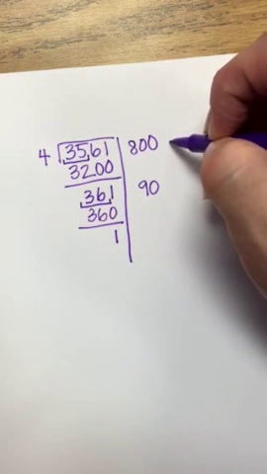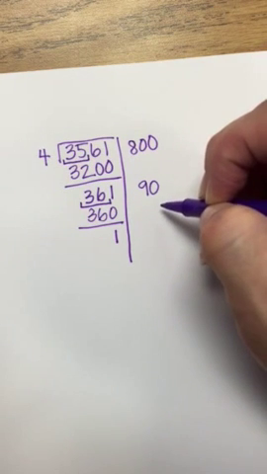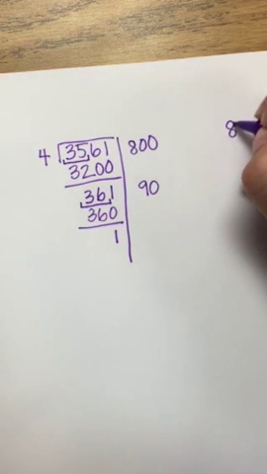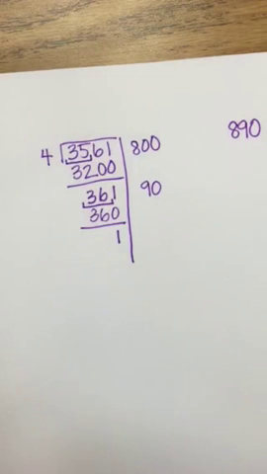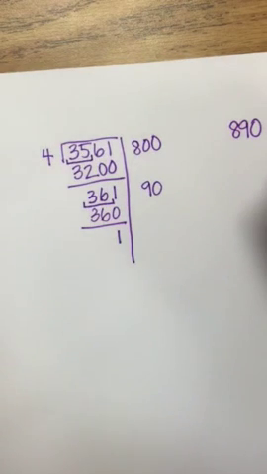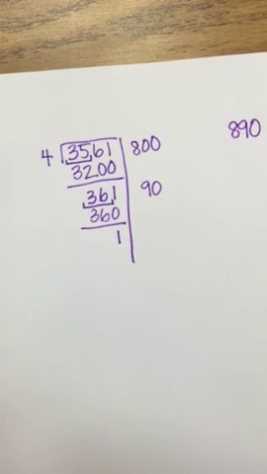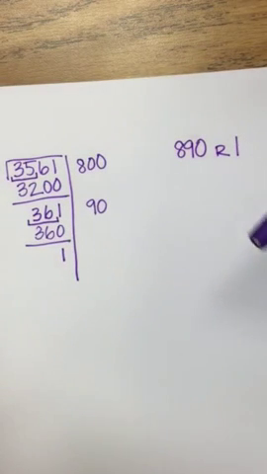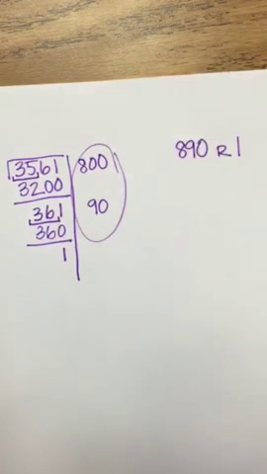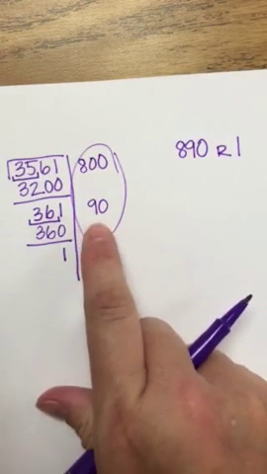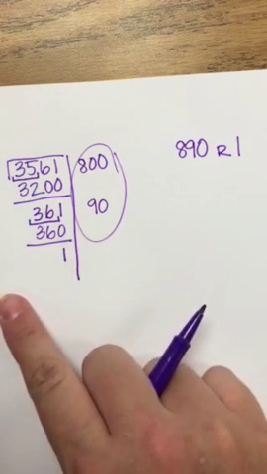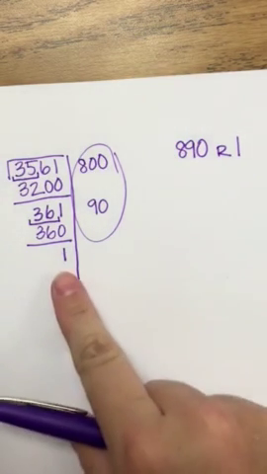So I was able to put 800 in a group, and then I was able to put another 90 in a group. So total, I was able to put 890 in each group, and then I have this one left over. So my answer is 890, remainder 1. So again, we just added the partial quotients that we took out, and our remainder is what was left over.